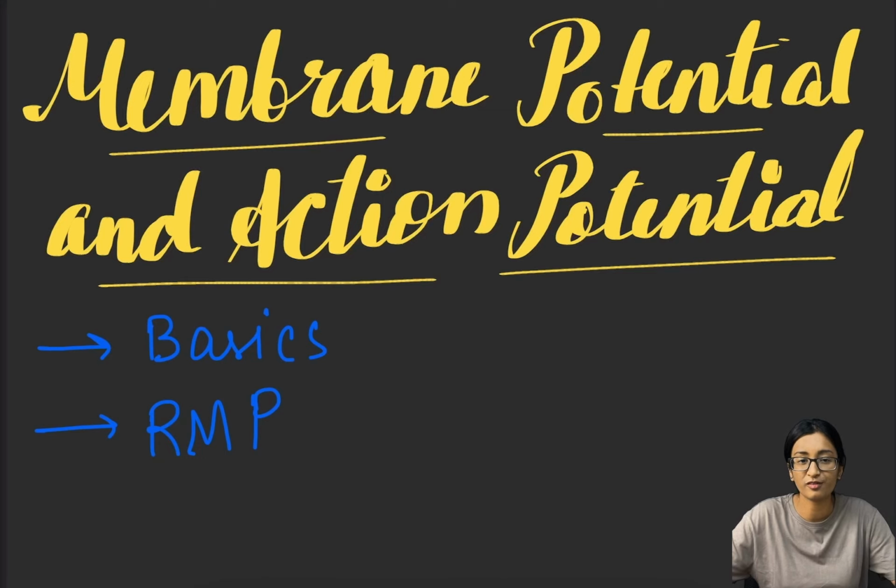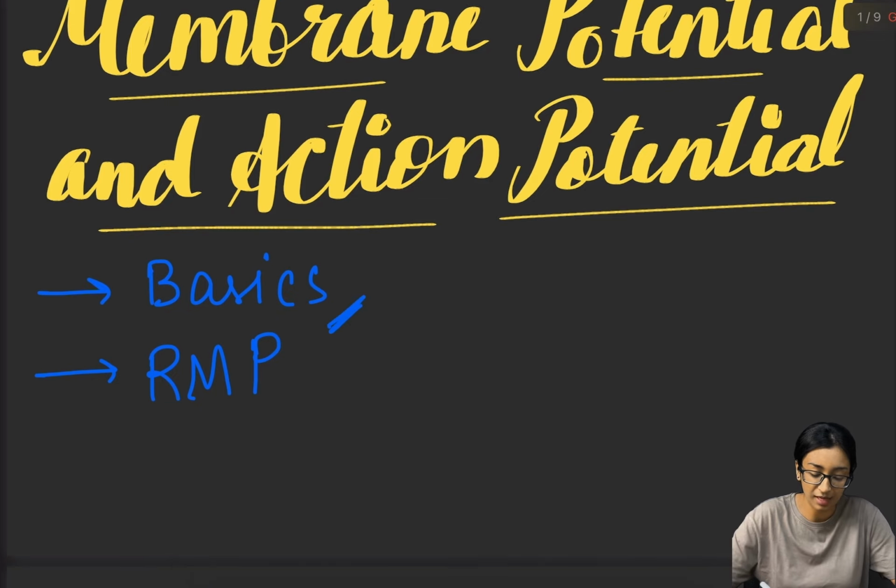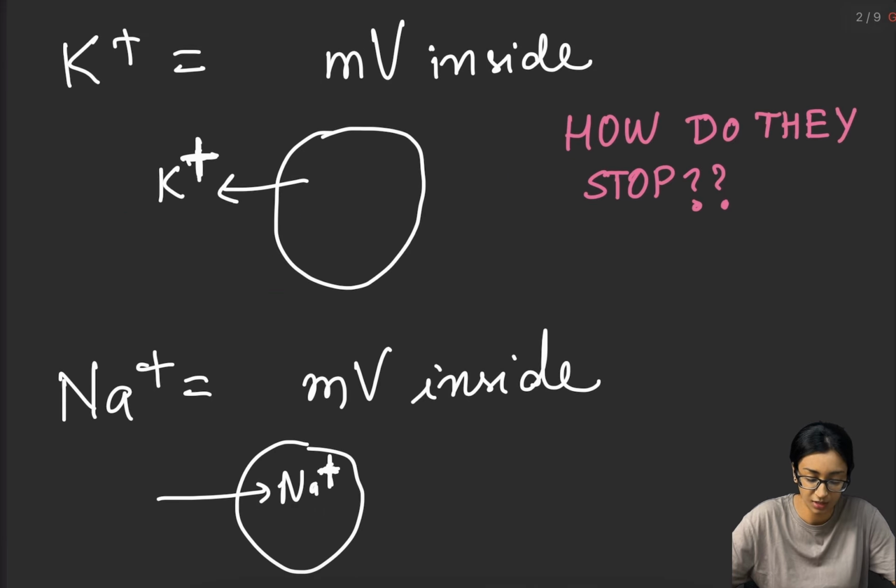In this part of the video, we will be starting the new chapter, that is the membrane potential and the action potential. So in this part, here we have the basics and the resting membrane potential. In the further videos, we will learn the action potential in the neurons. So first, let's imagine that there is selective permeability to potassium only.